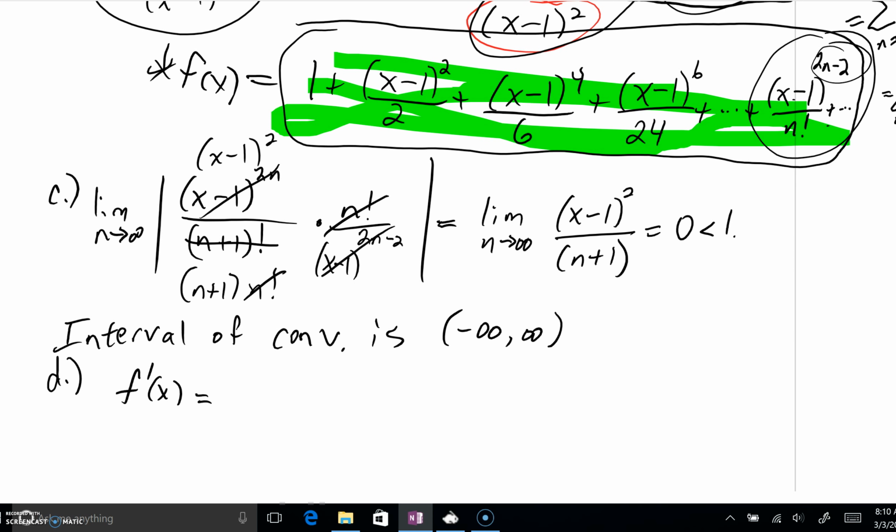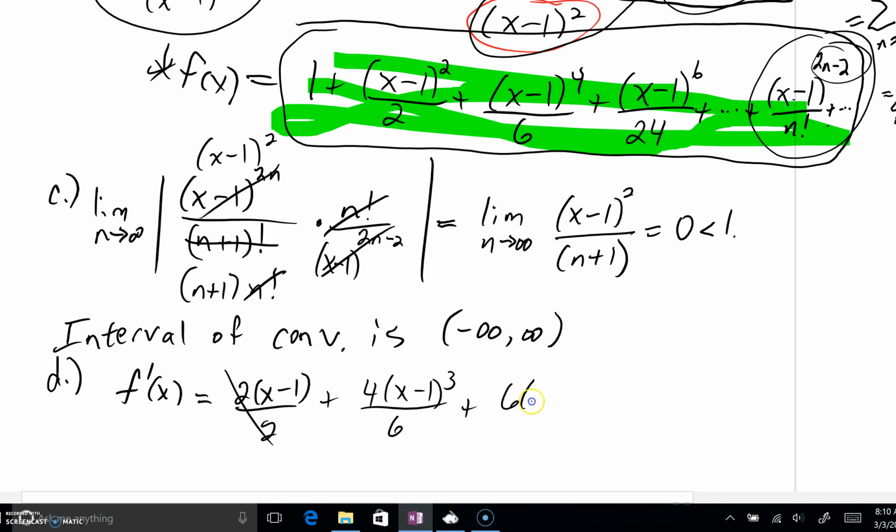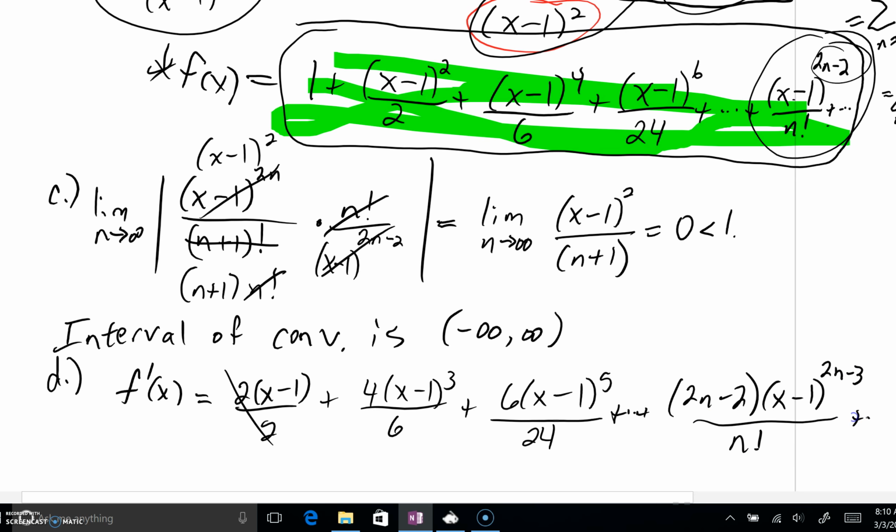As I take my first derivative, the 1 goes away, then I'll get 2x minus 1 all over 2. You can see those 2's are going to wipe out. Here we'll have 4x minus 1 to the 3rd all over 6. Here we'll have 6x minus 1 to the 5th all over 24. And then we'll have, well, have some space in here for the nth term: 2n minus 2 times x minus 1 to the 2n minus 3. And this is going to keep going.